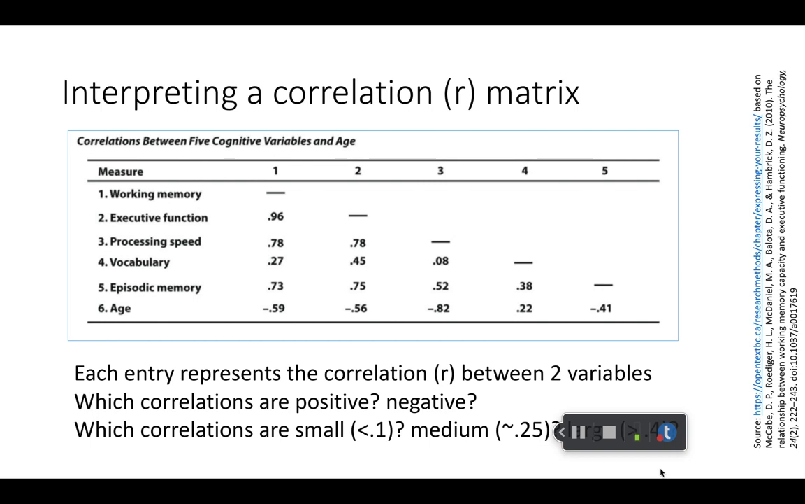So looking at this matrix, which correlations are positive and which are negative? That's pretty easy to see because of the presence or absence of the negative sign. Which correlations are small, that is less than 0.1? Which correlations are medium, around 0.25? And which correlations are large, larger than 0.4?